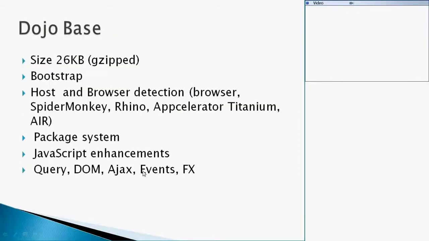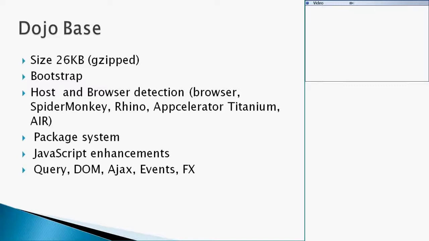Okay, and JavaScript enhancements, because some functionality which JavaScript itself is not providing, Dojo provides. Starting from very simple things like addClass and removeClass functions, which are not there in JavaScript. Dojo provides a lot of functionality which is not there in JavaScript. If you use Dojo, you get a whole lot of extra functionality, even if you are using Dojo base, which is very small. So the major things which Dojo base provides are query. So you can query the DOM, just like CSS selectors.